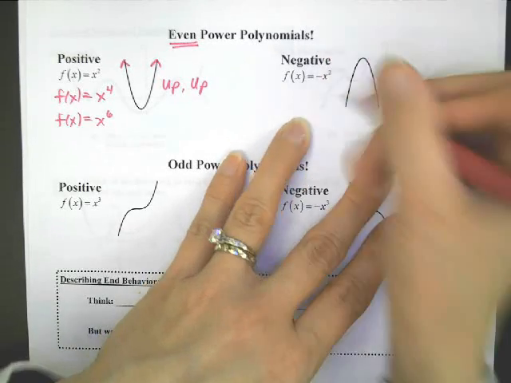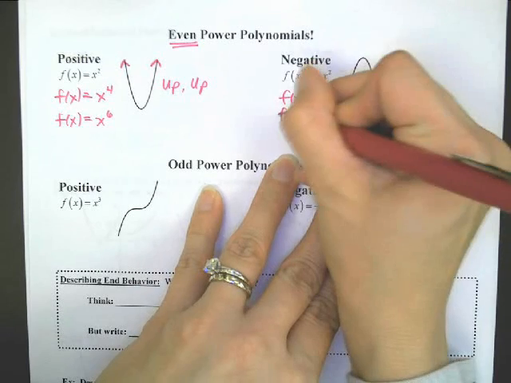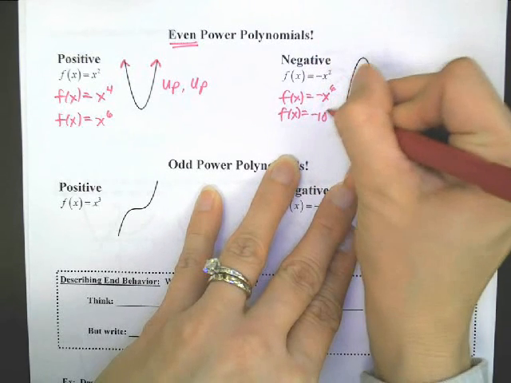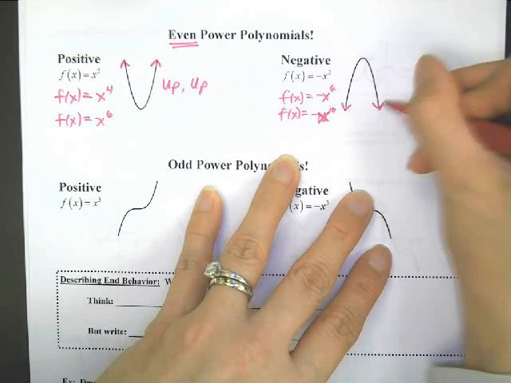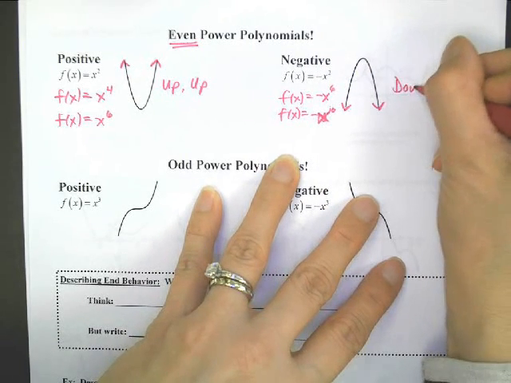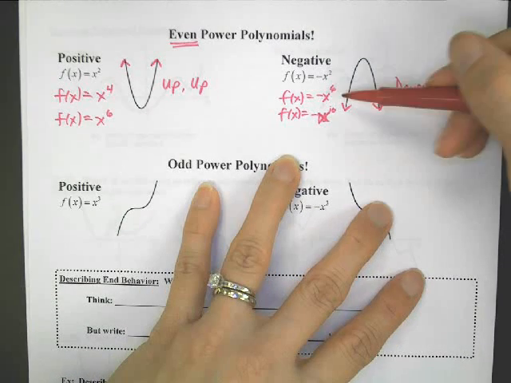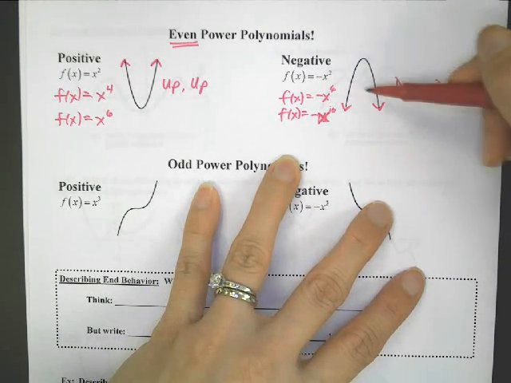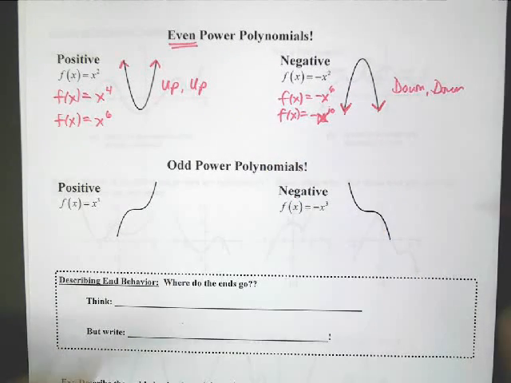Now, if you have a negative out in front, or if you have negative x to the 6th, or if f of x is negative x to the 10th, okay, it's going to go down, down. Now, it might not look as simple as this parabola. It might have some more curves or x-intercepts, but the moral of the story is down, down. So where do the ends go?